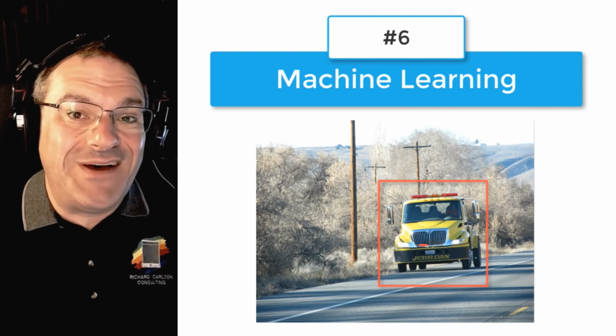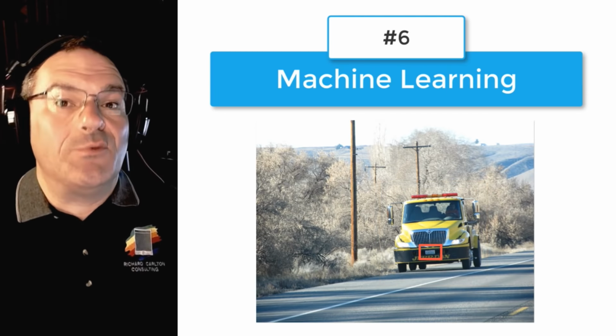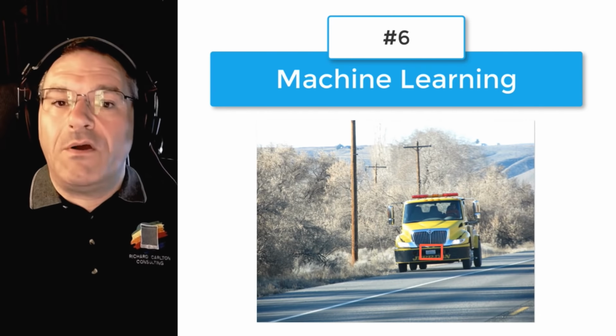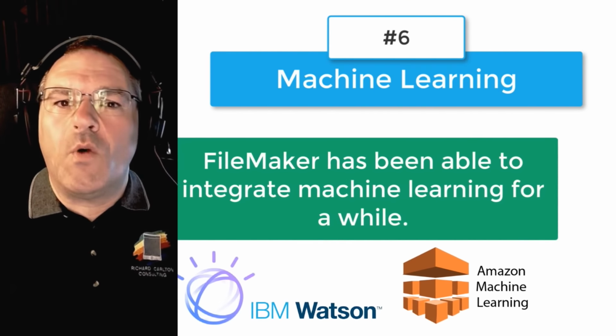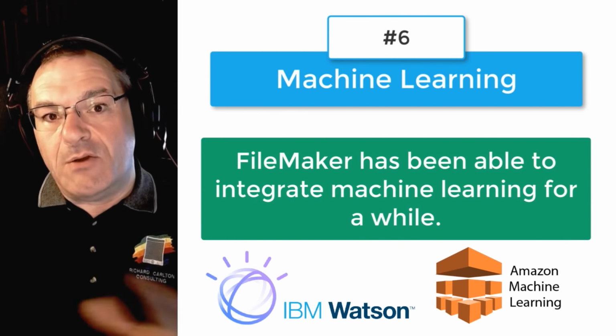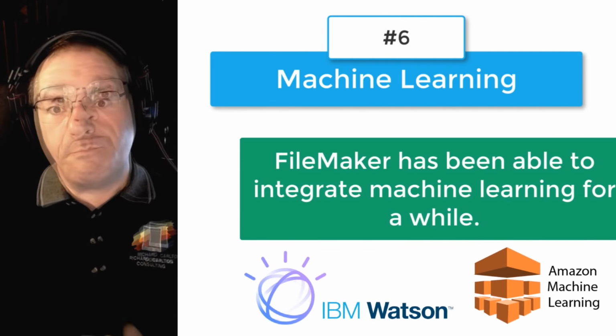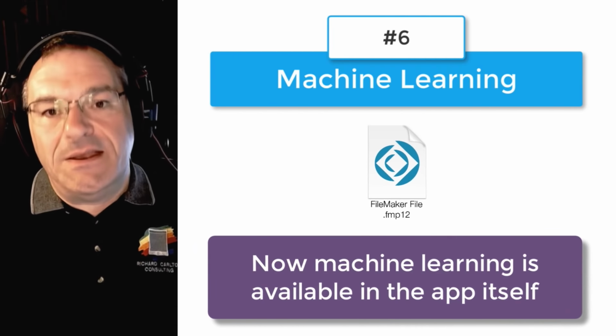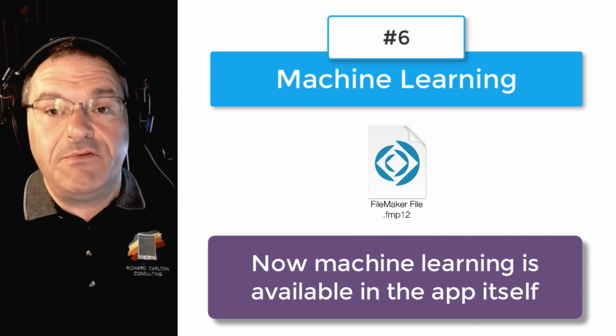Or could it identify license plates on the image? And could it read those license plates? Well, all that's part of machine learning. It's been around for a while where you could integrate FileMaker with IBM's Watson or other technology like that, or even Amazon's machine learning. But this brings the machine learning down into the FileMaker custom application itself, which opens a lot of interesting doors.